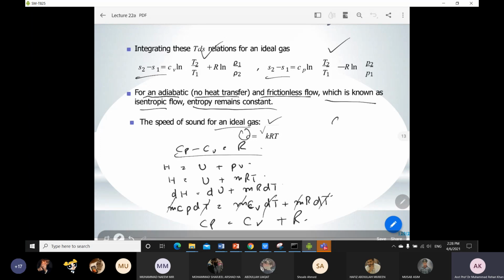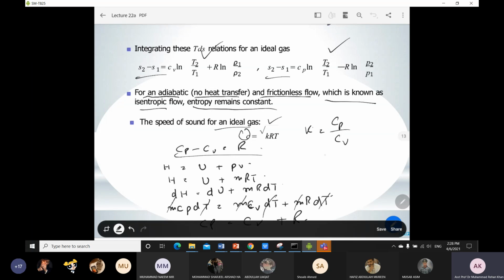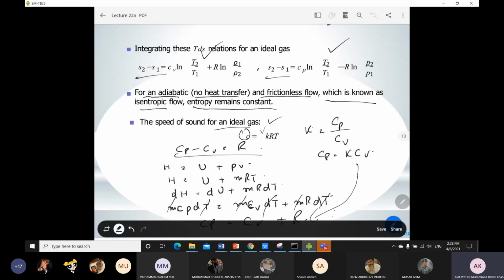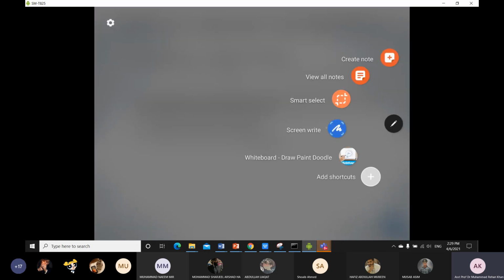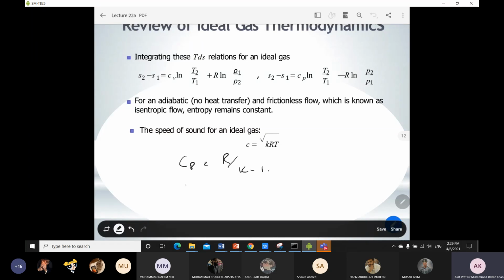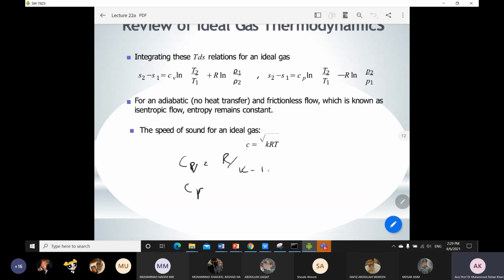Okay, and similarly, if you put the value of specific heat ratio, for example, if I put the value of Cp, which is Cp equal to K into Cv, in this equation, I will get one relation, which is Cv equal to R by K minus 1. And simply if I put the value of Cv from the same relation, I will get the value of Cp: this is the value of Cv and this is the Cp value, KR divided by K minus 1. Okay, so these are some relations which we have to use.